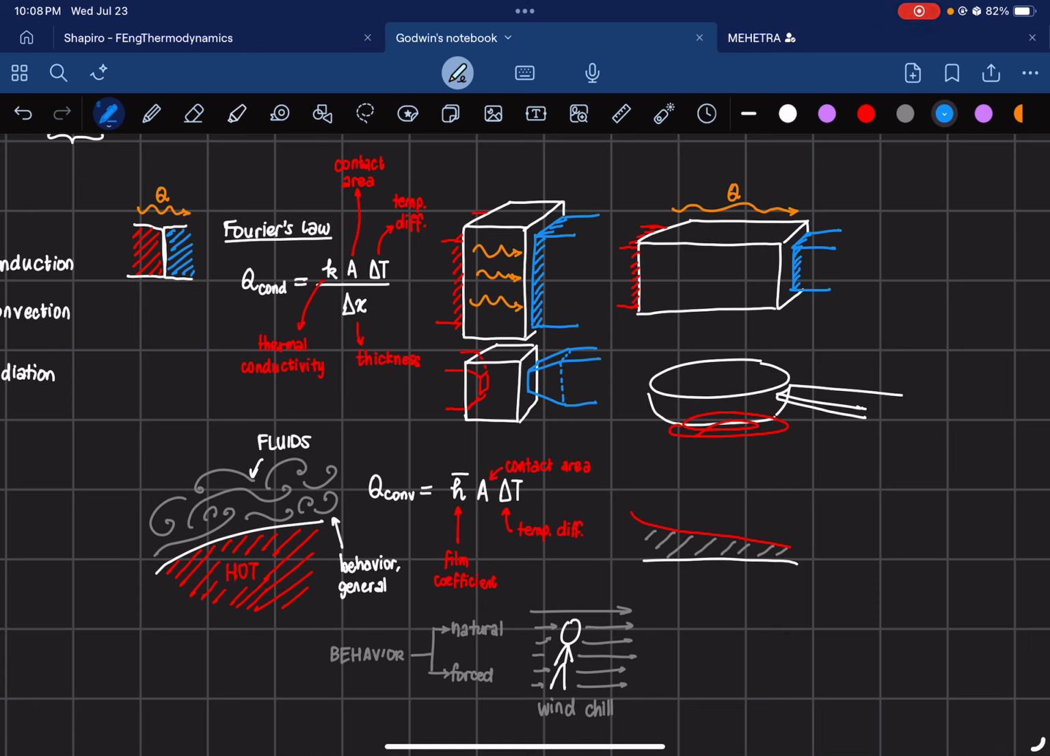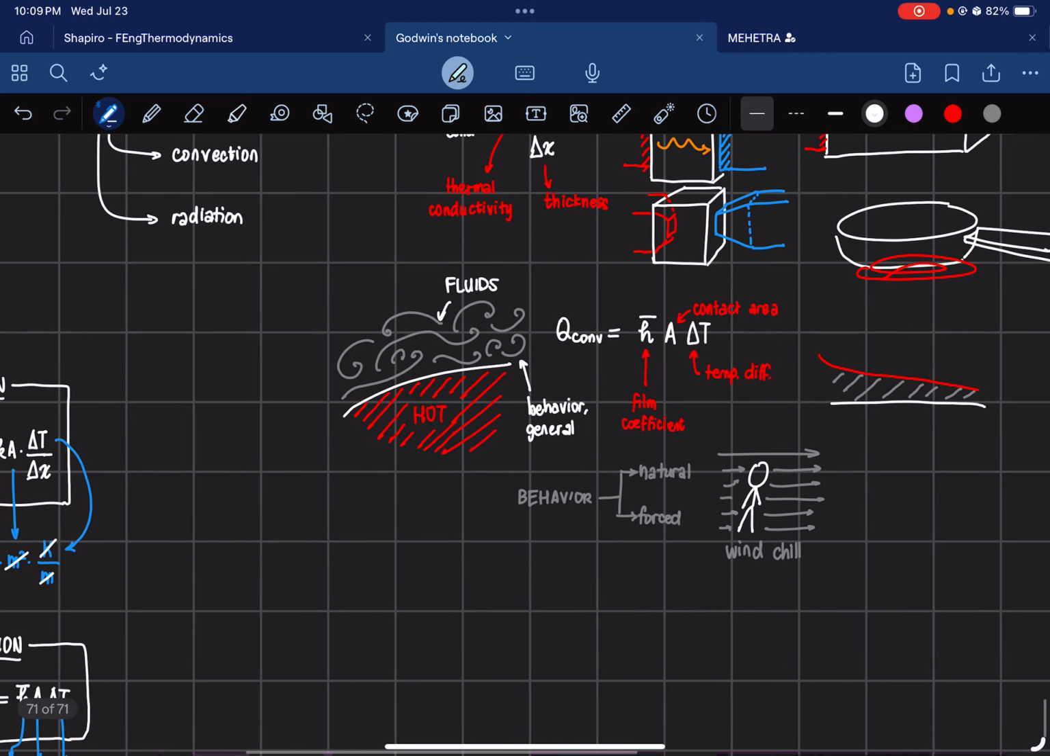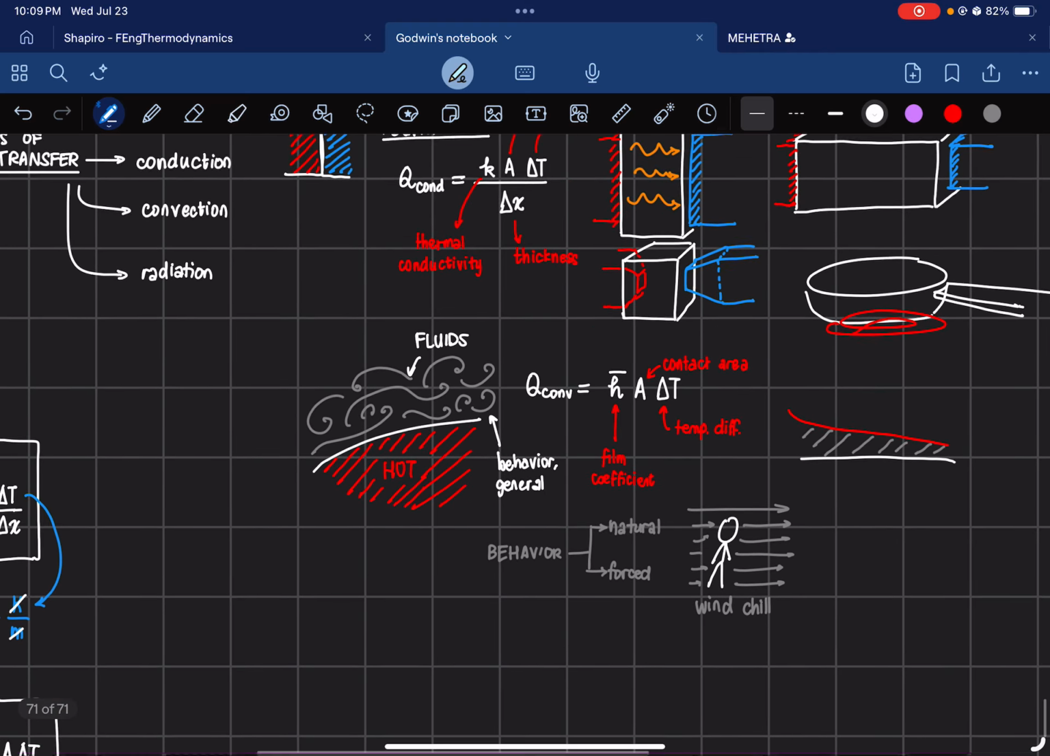So now, tapos na tayo. I just realized I'm using a very Filipino palette right here. But anyway, since tapos na tayo sa ating convection and conduction, we will now move on to our last part, which is radiation.